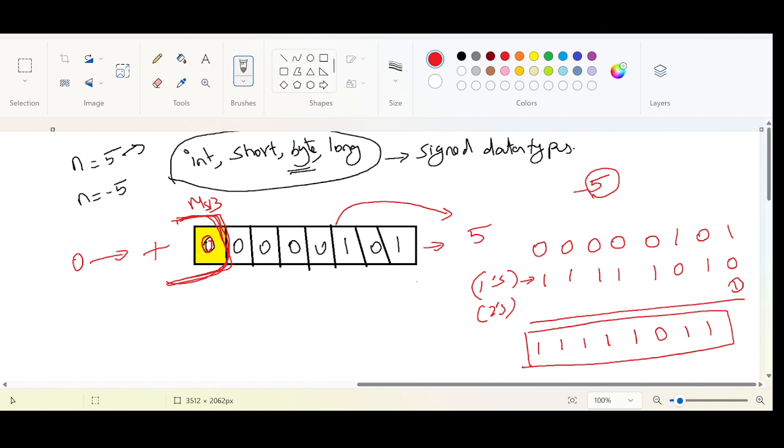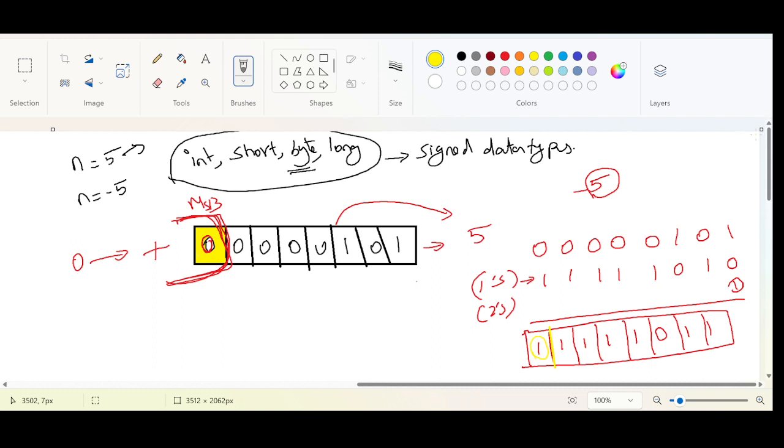What I am saying is this value is representing -5. Can you prove that, sir? I already said that the most significant bit is reserved for the sign. So it has the value 1. 1 means negative sign.